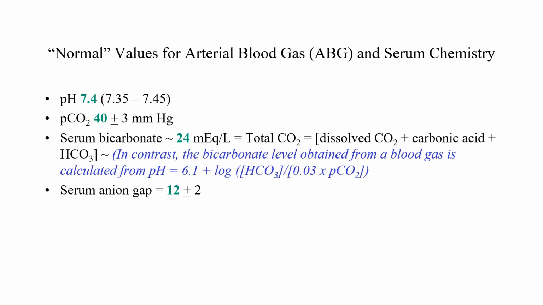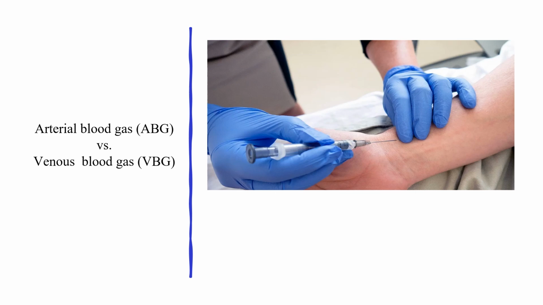Next, we need to familiarize ourselves with basic normal values. Normal pH is 7.4. Normal PCO2 from an arterial blood gas, or ABG, is 40. Serum bicarbonate is 24, and serum anion gap is 12. Because it is painful to stick an artery to get an ABG, we commonly obtain a VBG from a venous blood draw and convert it to an ABG.